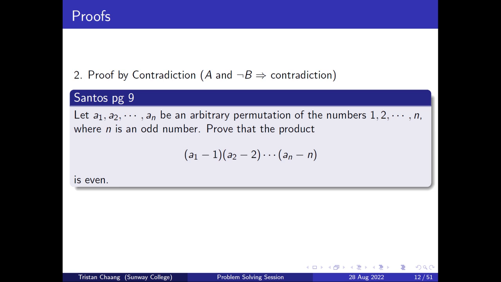So let's look at the final thing that we want to prove. We want to prove that this product is even. And this is a product of n numbers, right? a1 minus 1, a2 minus 2 until an minus n. What's an equivalent statement to this thing being even? Is it that all n numbers here are even? Or is it something else? If you have a bunch of numbers multiplied together to give you an even number, what can we say about that list of numbers?